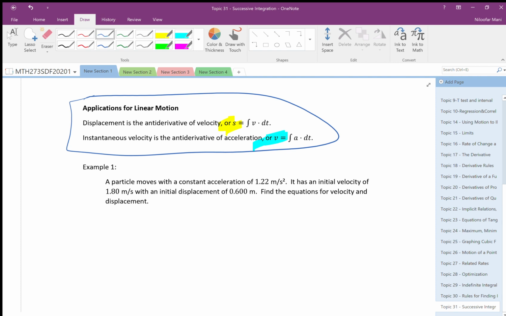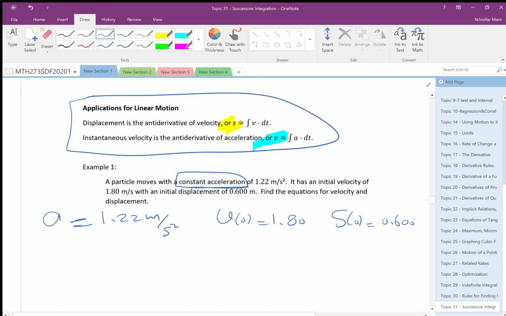So, what do I have here? A particle moves with a constant acceleration, which means acceleration doesn't change. So acceleration is 1.22 meters per second squared. Initial velocity, meaning velocity at 0, is 1.80. This gives information for c. Initial displacement, s at 0, is 0.600 meter. This is also c, for the second integral.